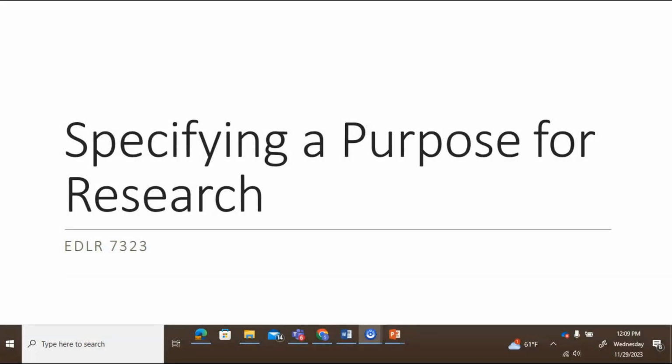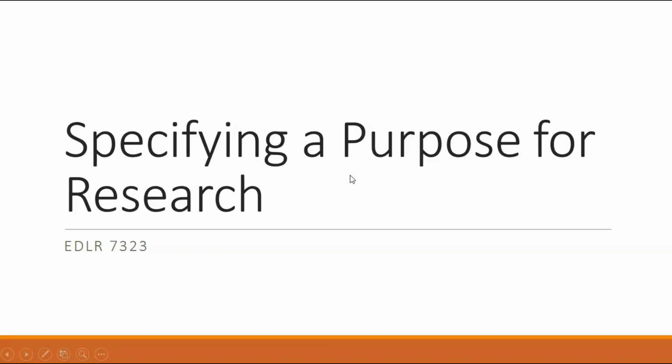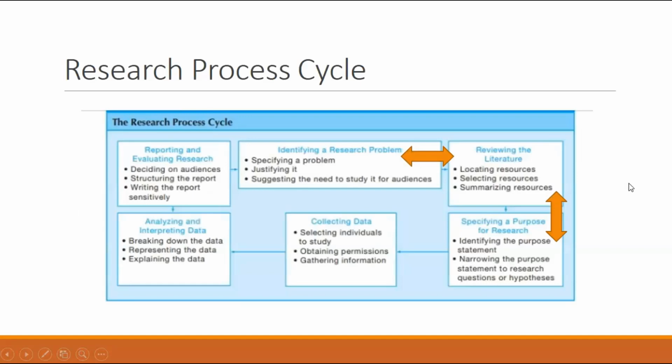Okay, so the title of this quick presentation is Specifying a Purpose for Research. I want to quickly recap as we're thinking about this idea of the research process cycle by showing a quick little graphic of the cycle. Again, we always start with identifying a research problem, which you've also been learning about in the module this week.